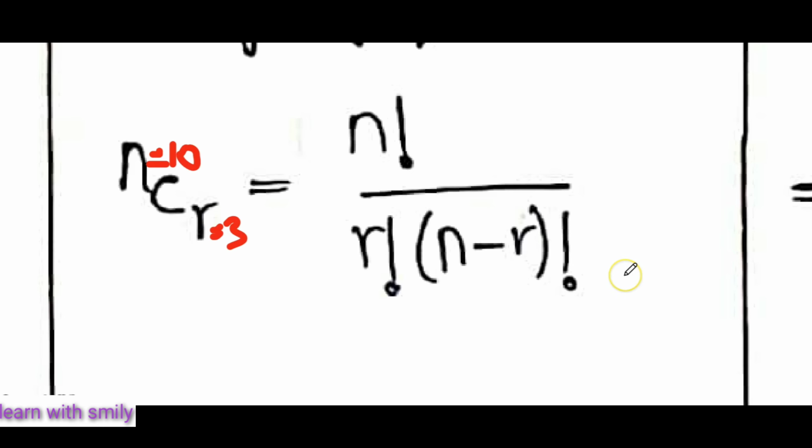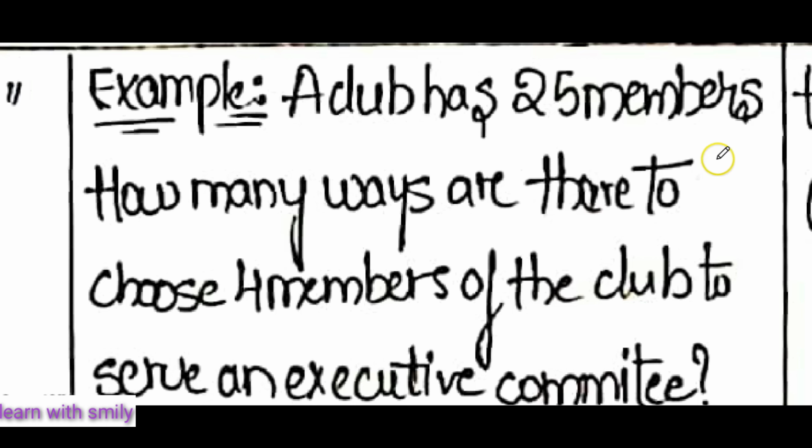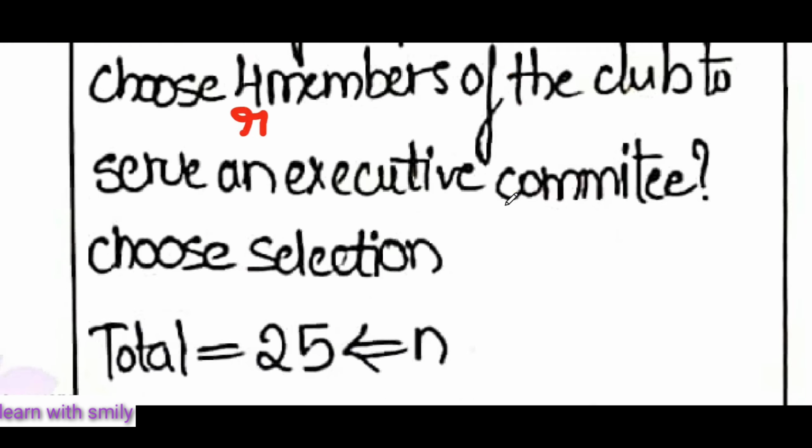Let's go ahead with examples to make it much clearer. Here is the example: a club has 25 members. How many ways are there to choose 4 members out of the club to serve as an executive committee? Here n is 25 members and we have to choose 4 members, so r is 4. So it is 25C4.